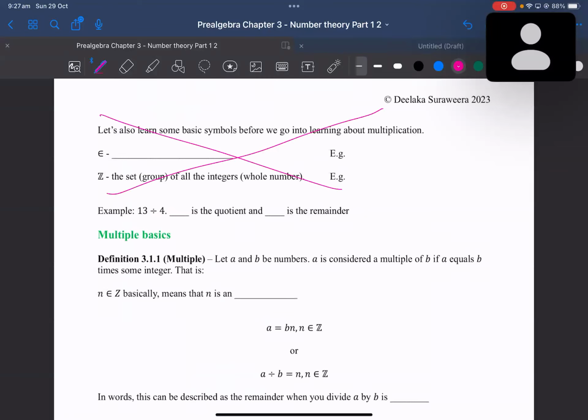Right. Now we're going to go to what multiples are. So, do you like multiples, Emma? That's good.